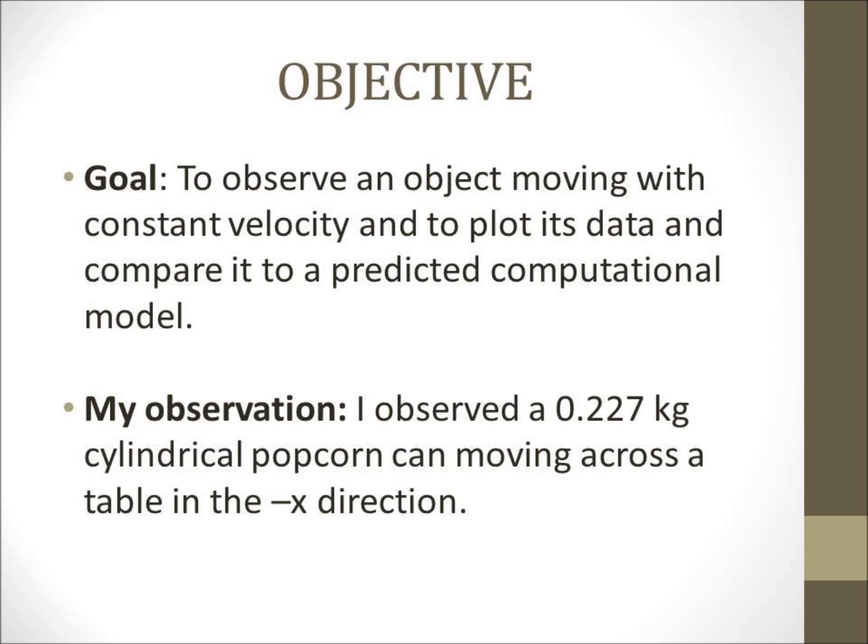In order to do so, I decided to move a 0.227 kilogram cylindrical popcorn can across a table in the negative x direction. After comparing my model versus the computational model, I was able to determine that the velocity of the moving object was constant because there was no net force acting on the ball.